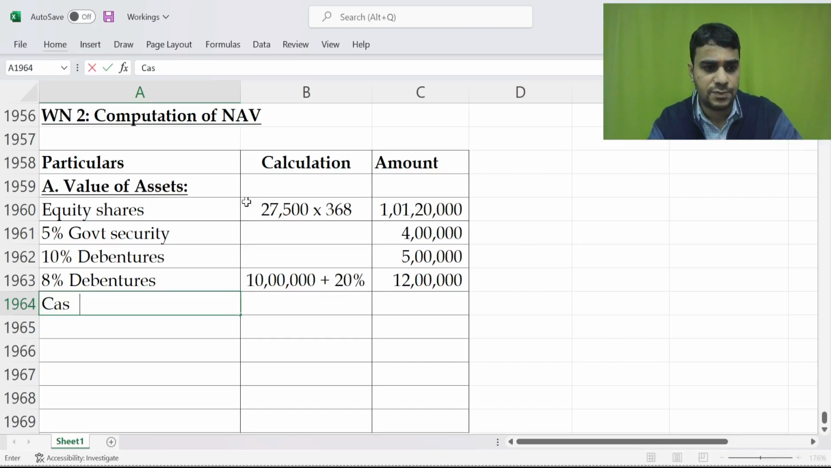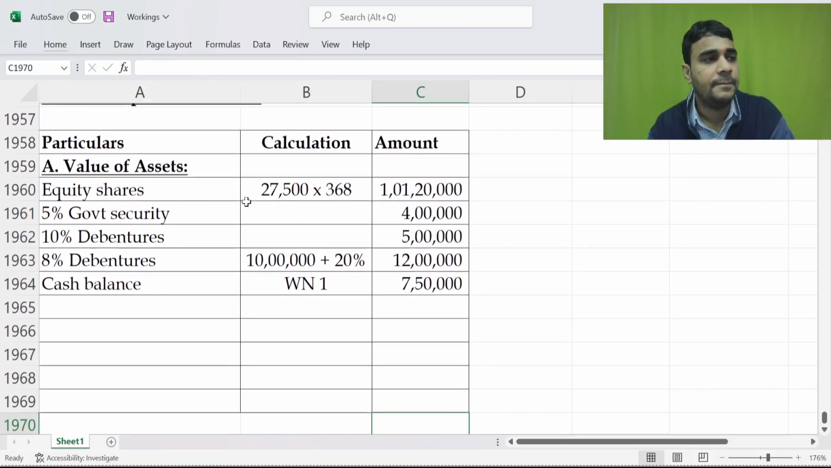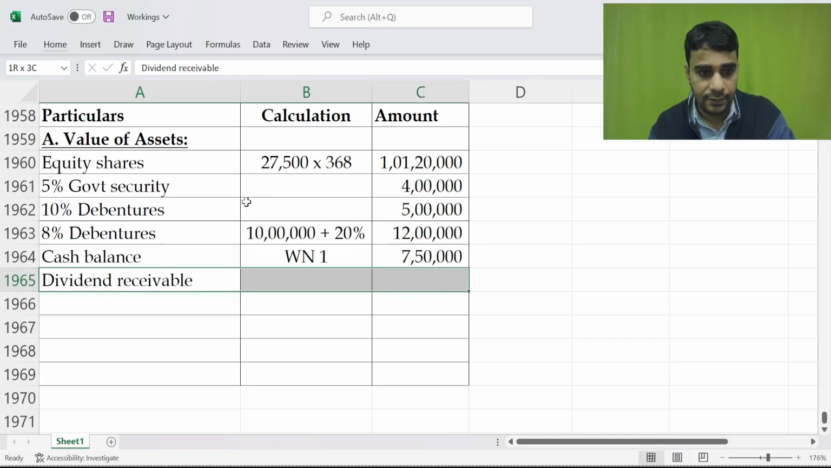Apart from this, there is a cash balance. How much is the cash balance? 7 lakh. In this cash balance, we have already subtracted the expenses, 7 lakh 50. Dividend receivable.